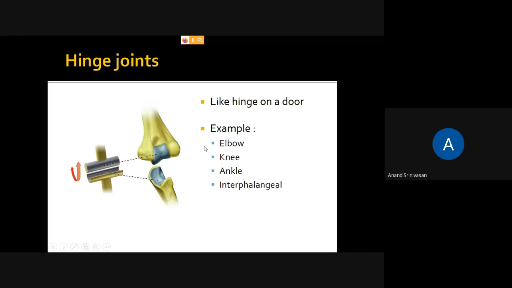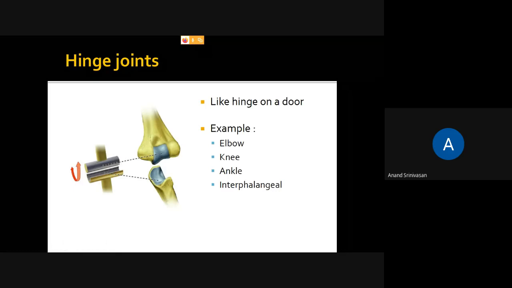Now, what are the examples for this hinge joint? An example is the elbow joint. Here, this is the elbow joint. This is the lower end of the humerus, and this is the ulna bone of the forearm. So the elbow joint, knee joint, ankle joint, and interphalangeal joint. Inter means between, phalangeal means fingers, that is between the fingers, when we grab something or hold a pen. These joints are like a hinge joint.